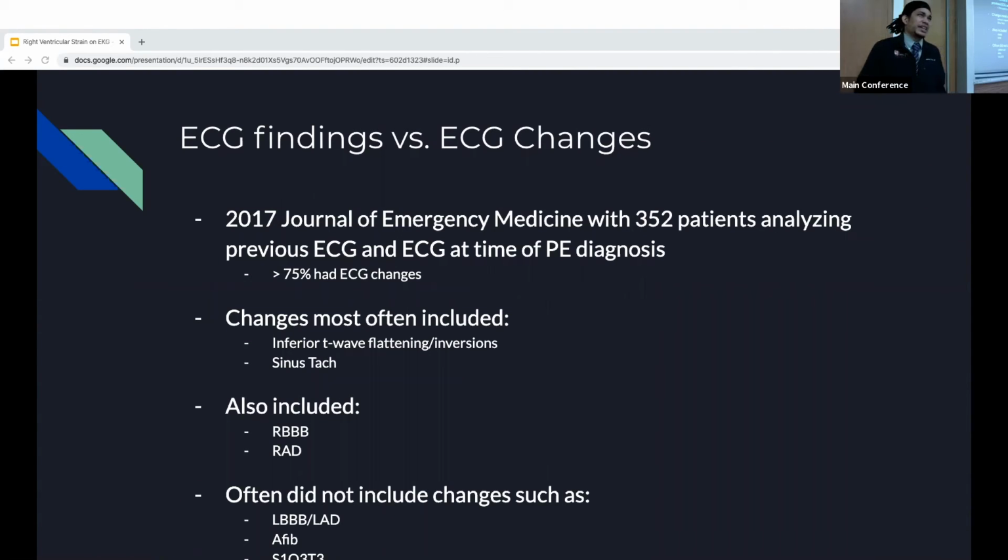They also looked at how many patients had EKG changes at all. 24% of patients had no change in their EKG when they presented with the PE. I think it's important to know that EKG is important in your patients who come in with PE or RV strain. There's likely going to be an EKG change. Based on this study, more commonly it's going to be an inferior T wave inversion or flattening in the inferior T waves, or sinus tach. If you see right bundle or right axis deviation, that can strengthen your suspicion for RV strain. But if you see S1Q3T3 or AFib, make sure your differential is a little bit broader. So that's summarizing that study.